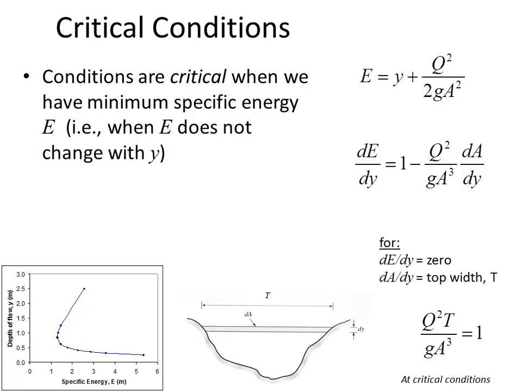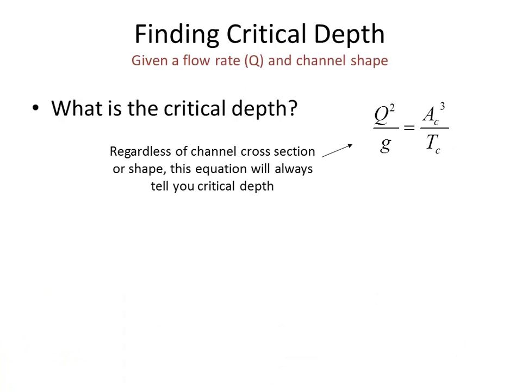And so where the Froude number is less than 1 is the subcritical conditions. If we have a positive slope, that's what gives us subcritical conditions. Negative slope is what gives supercritical conditions, once we've taken the derivative with respect to Y.